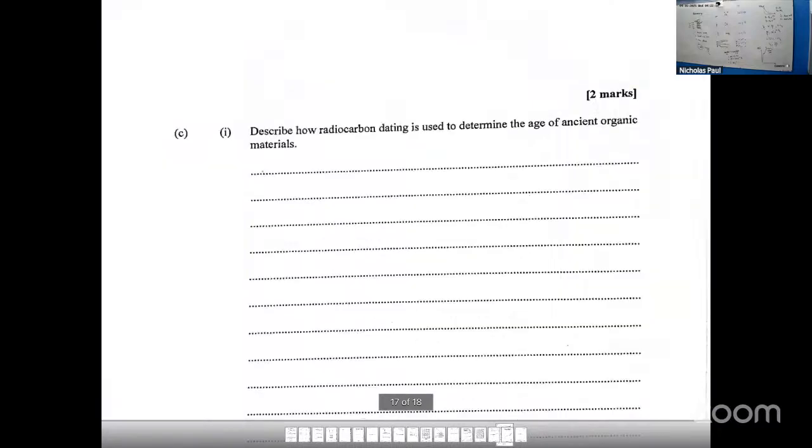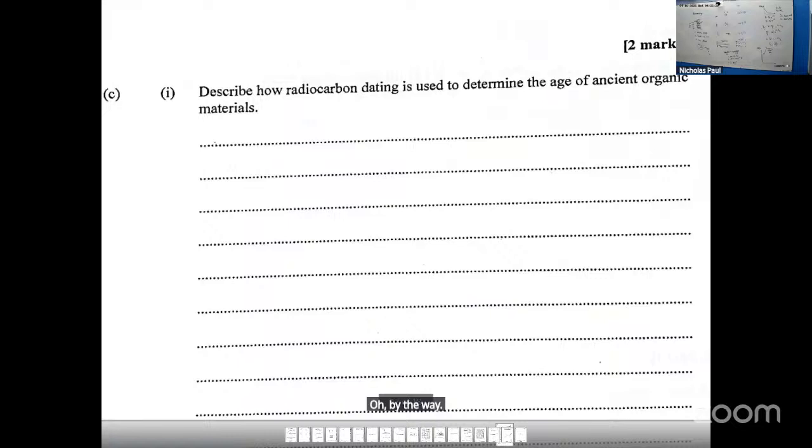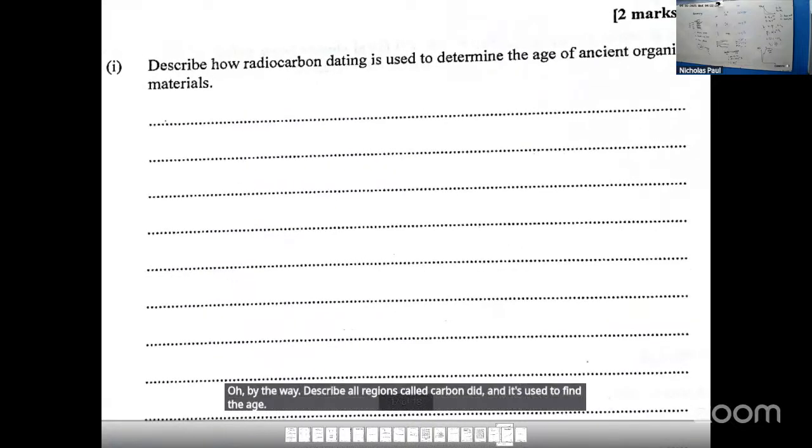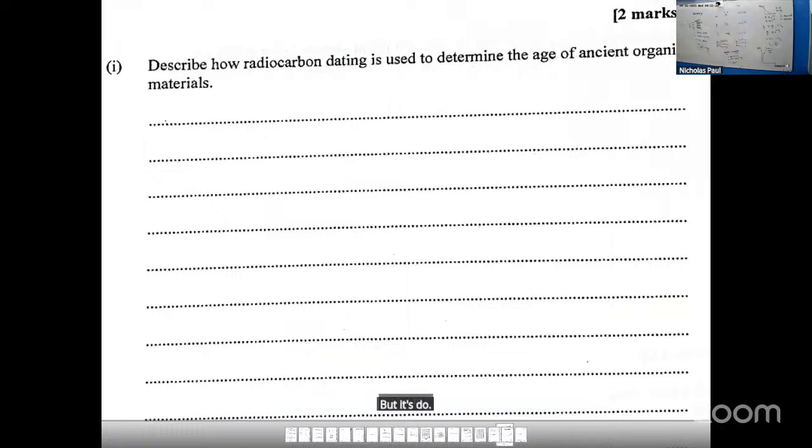Oh, by the way, describe how carbon dating is used to find the age.